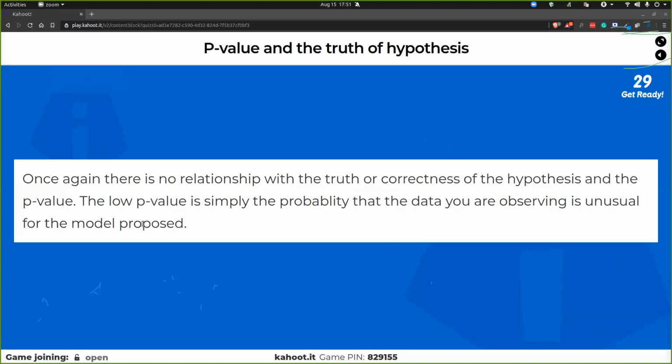Excellent. There is no relationship between the truth or the correctness of the hypothesis and the p-value. P-value is simply the probability that the data you are observing is unusual for the model proposed. That's all, nothing more.